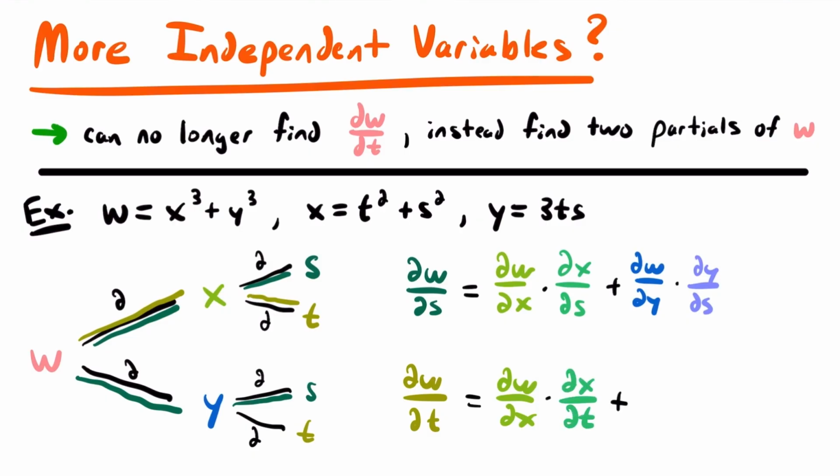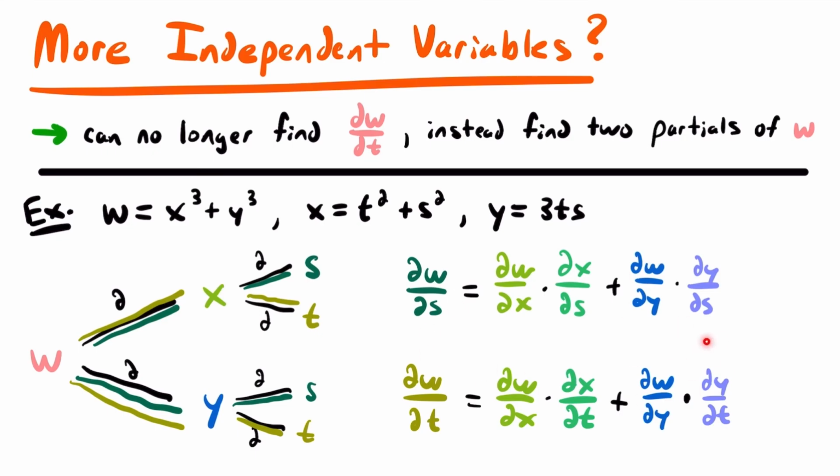And then you'll add that to another term involving the intermediate variable y, because the other pathway that we can take will be from w to y, and then from y to t. All right, so we'll take a partial of w with respect to y, giving us dw dy. Again, that is the same as it was before, but what's different is the next partial derivative. Instead of taking a partial of y with respect to s, we will take a partial of y with respect to t. So we get dy dt. All right, and there we have it. Those are the two formulas that we will use via the chain rule to find the partial derivatives of w with respect to the two independent variables.